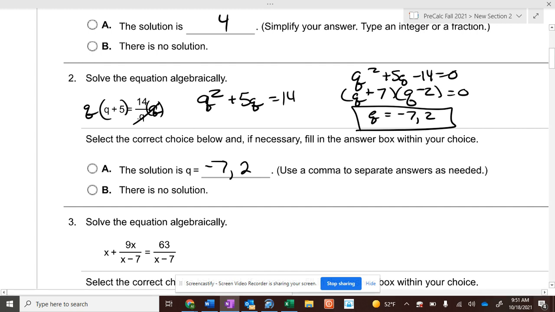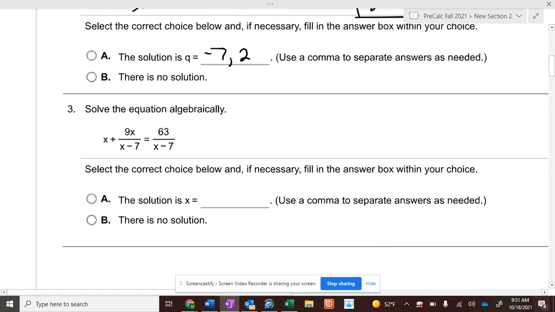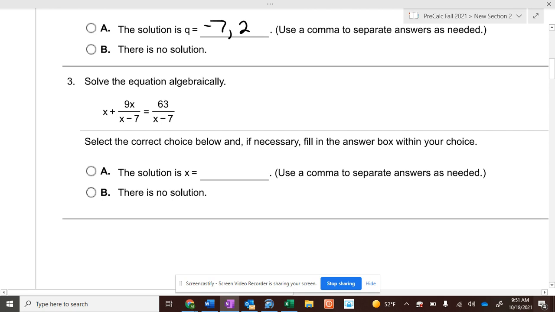So if we plug in the 7, it works. If you plug in the 2, it works, because neither of them makes the denominator 0. Okay?